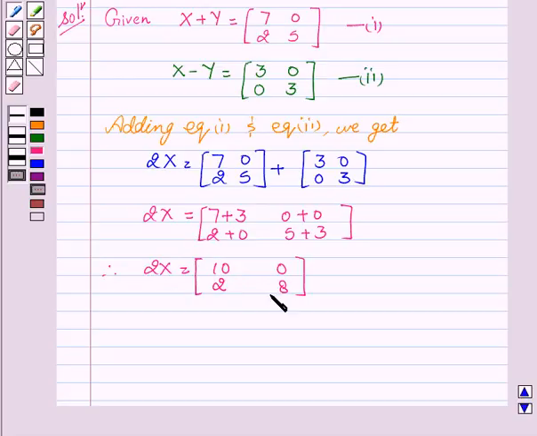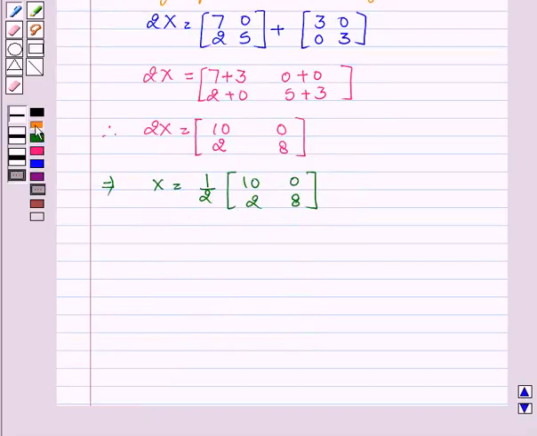10, 0, 2, 8. This implies x equal to 1 by 2 of 10, 0, 2, 8. Therefore, x equal to 5, 0, 1, 4. Now, we'll calculate the value of y.